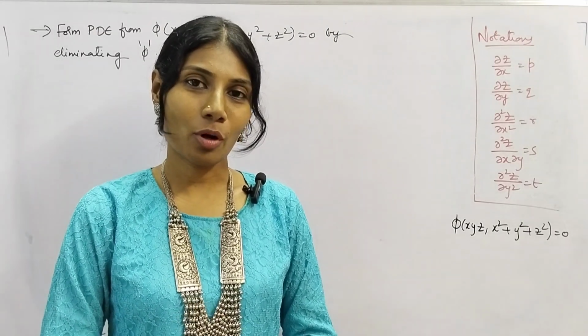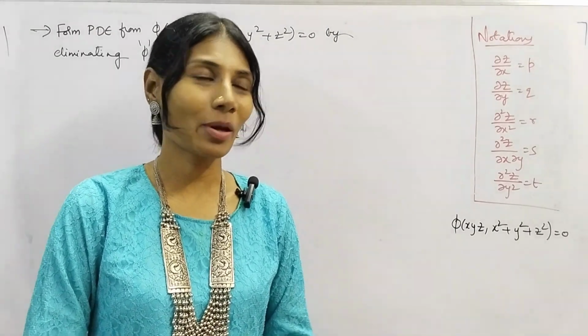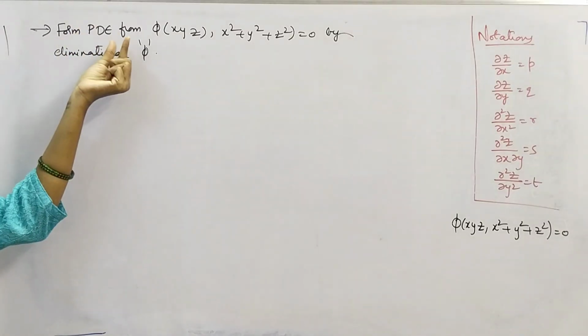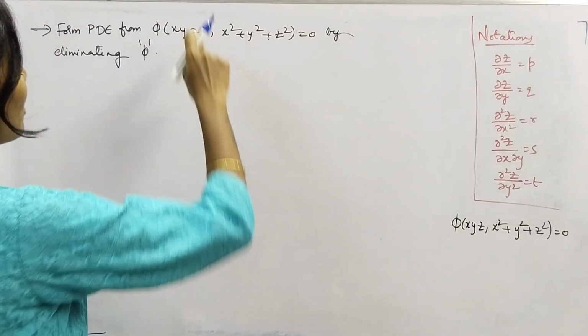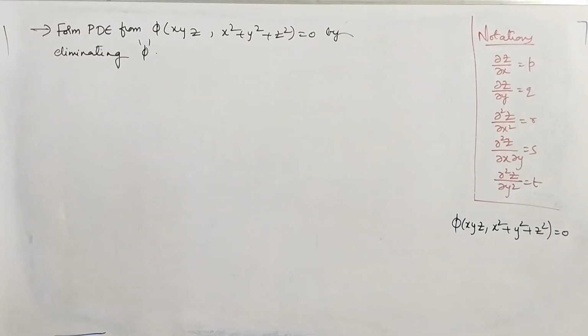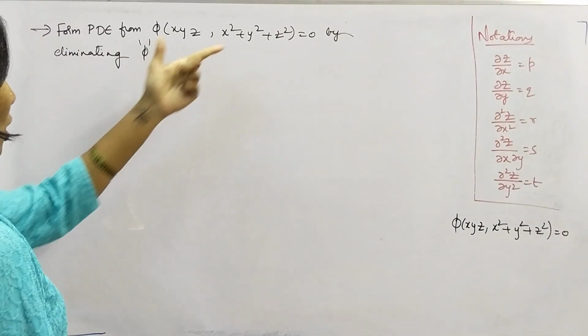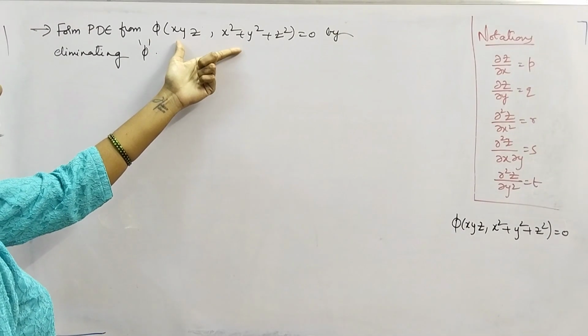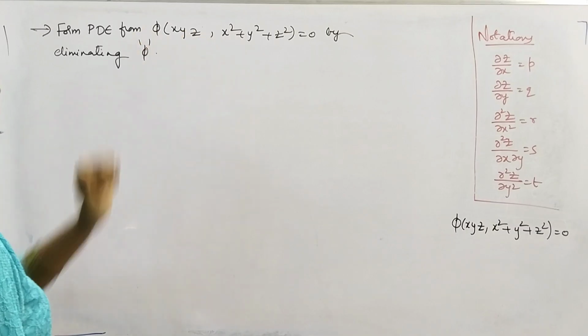In this video, we're going to see a problem from partial differential equations. So let's get going. Problem: form a partial differential equation from phi of (xz, y), x square plus y square plus z square equal to 0, by eliminating phi, which is an arbitrary function. We are given a relation and we are asked to form a partial differential equation by eliminating this phi.